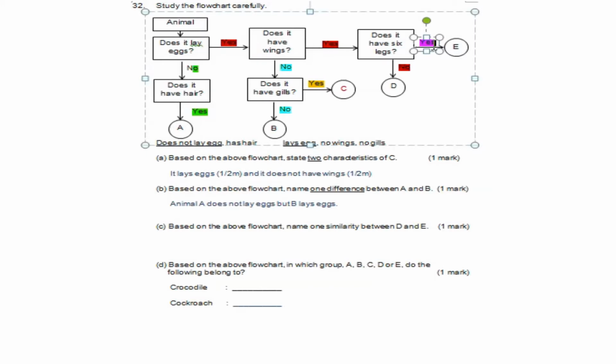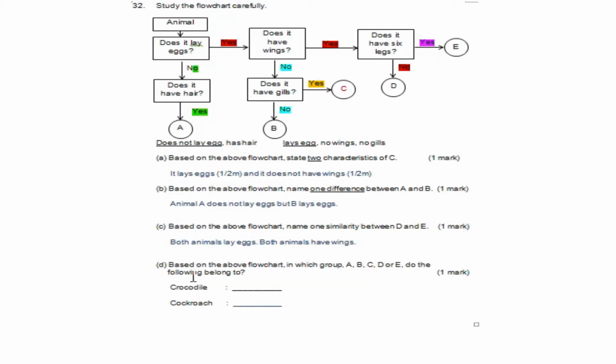It has wings, but it's only this one, E. It does not have 6 legs, but D, it has 6 legs. Sorry, D, it does not have 6 legs. Okay, so this is the similarity that you can see here. So name one similarity. You can just say both, because for similarity we use the word both. Both animals lay eggs. You can say that, or you can also say both animals have wings. Either one of the answers, I will accept it.